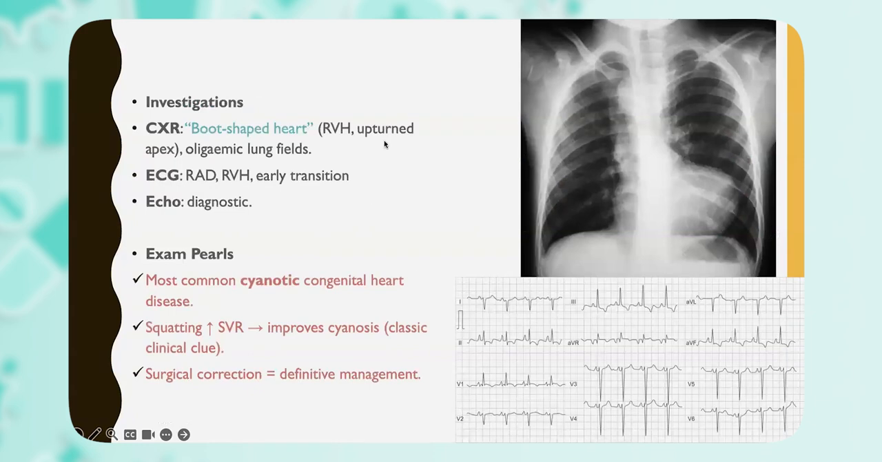Investigation: chest X-ray shows a very classical boot-shaped heart. You can see this is the RV apex, an upturned boot-shaped apex, and there is hollowing. So the main pulmonary arteries are underfilled. The pulmonary bay is underfilled. So this is concave. So it looks like a boot-shaped heart with right ventricular hypertrophy, upturned apex, and oligemic lung fields. You can see these lung fields are much blacker. When we saw the ASD and VSD, they are much whiter because there is pulmonary plethora, more blood flow. In TOF, there is pulmonary oligemia or less blood flow and black X-rays.